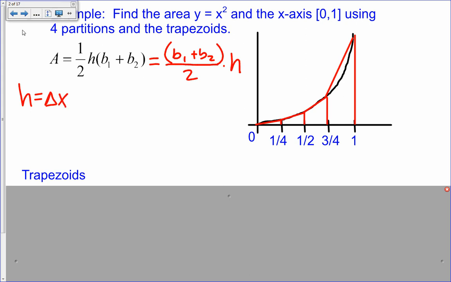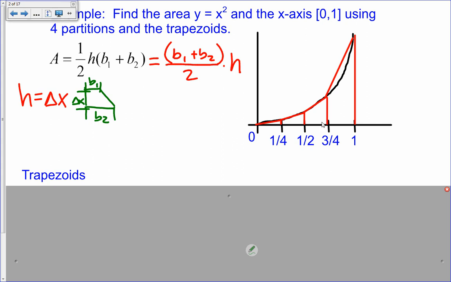So if you're having a hard time imagining that, imagine that I take this trapezoid right here and turn it on its side. I'll draw it out for you. So something like this. So I just turned it to the right 90 degrees. This side right here is my delta x. This is my b1, and this here is my b2. So the height of this trapezoid is delta x, and that's how we're going to be using it in our equation. Instead of saying height, we are going to say delta x.